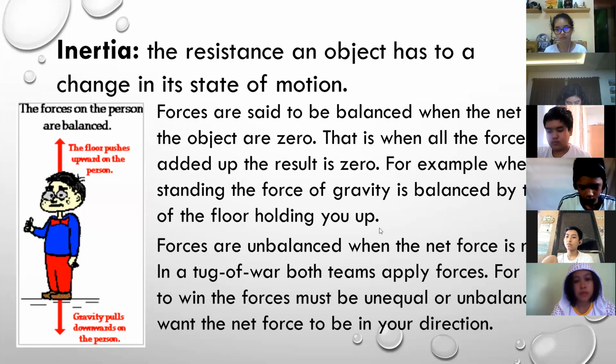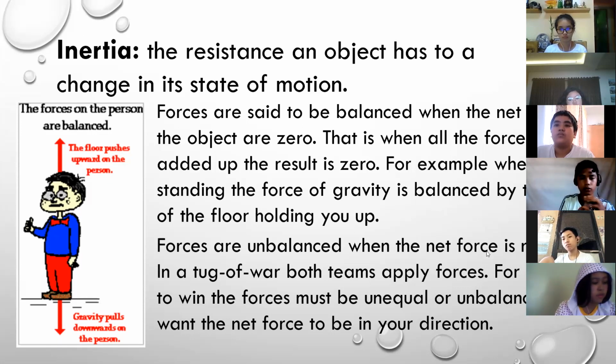Since there is unbalanced force exerted between the two teams. But if both teams exert equal forces in pulling the rope, nobody will win the game. Perhaps the rope will be the one to surrender. The rope will snap, or it will simply be stretched if it is made of a stretchable material. Okay, so that is the law of inertia.